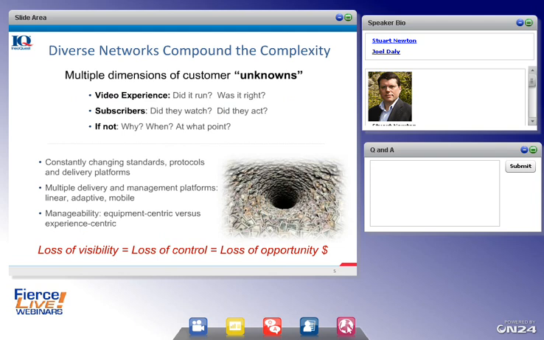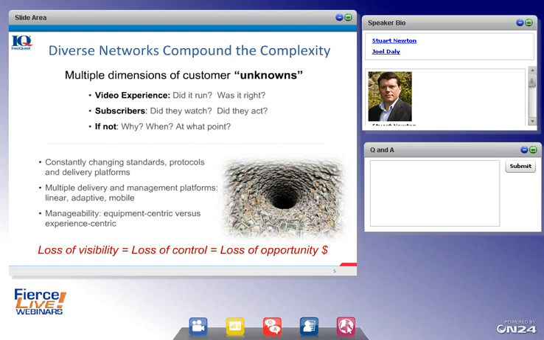So if you start looking at multi-screen video today, there are multiple dimensions of unknowns that you need to understand. Did the video run? Was it right? How are the viewers watching it? If not, why did they go away? Was it something to do with the quality? All kinds of things that are very difficult to get hold of today as we move out to more and more screens.